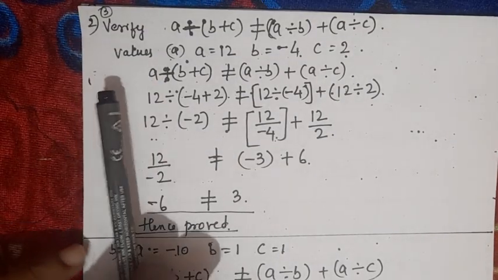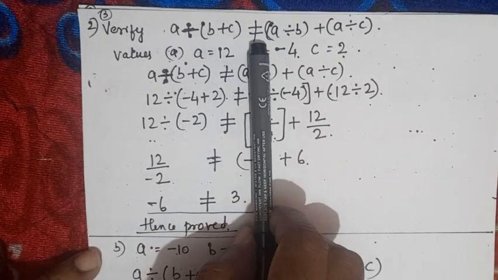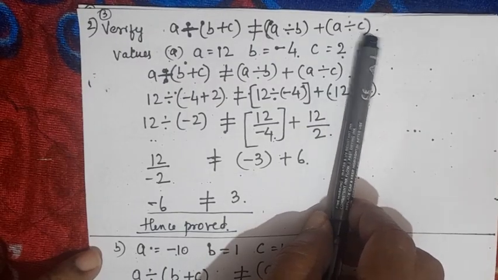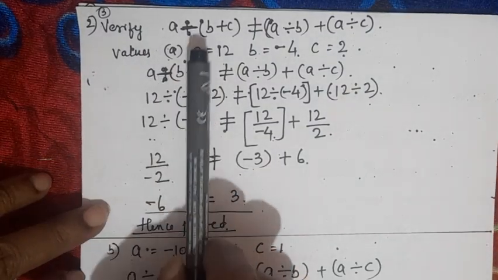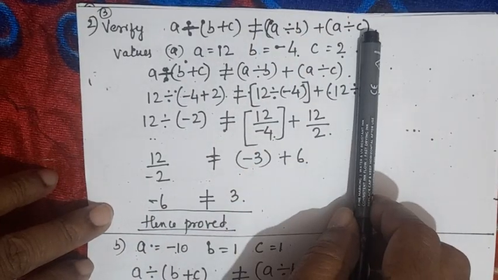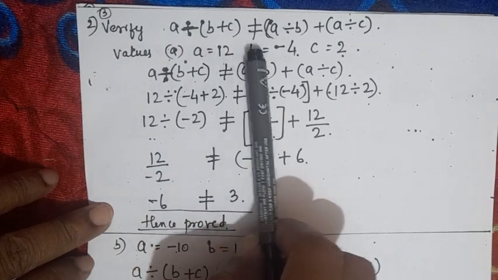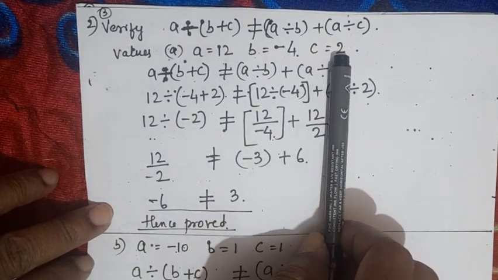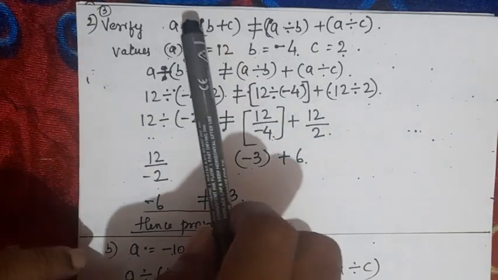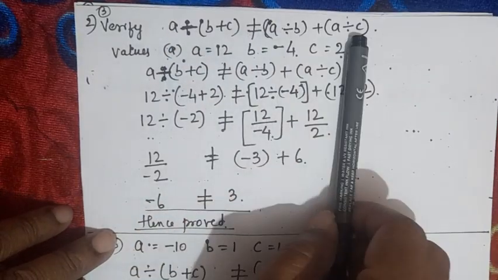Now the second question. Verify A divided by (B plus C) is not equal to A divided by B plus A divided by C. Now what is the question? We have to prove that this equation is not equal to this equation, provided the values are A is equal to 12, B is equal to minus 4, C is equal to 2. So they have given the values of A, B and C. So we have to verify that this equation is not equal to this equation.